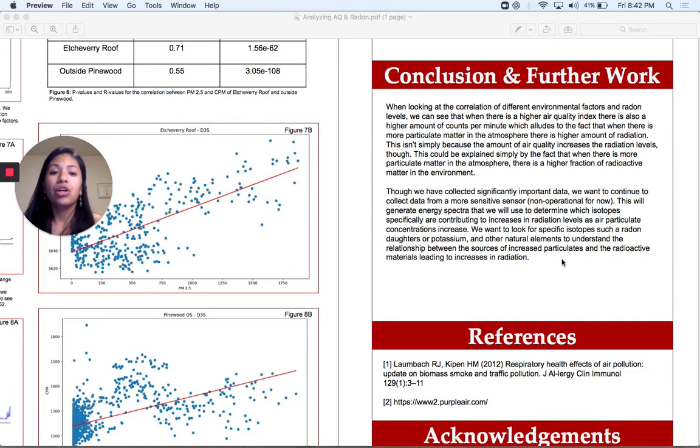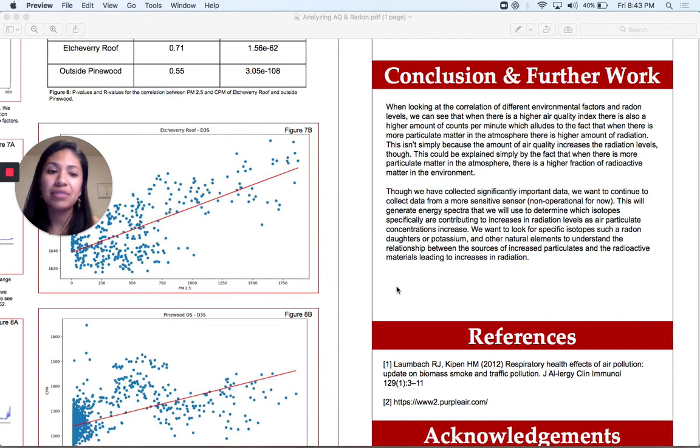So when we looked at the correlation of different environmental factors and radon levels, we could see that when there was a higher air quality index, or AQI, there was also a higher amount of counts per minute (CPM). So this alludes to the fact that when there is more particulate matter in the atmosphere, there is a higher amount of radiation. This isn't simply because the amount of air quality increases the radiation levels, however. This is because when there is more particulate matter in the atmosphere, there is also a higher fraction of radioactive matter in the environment.